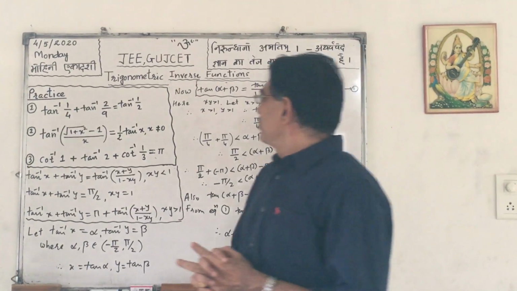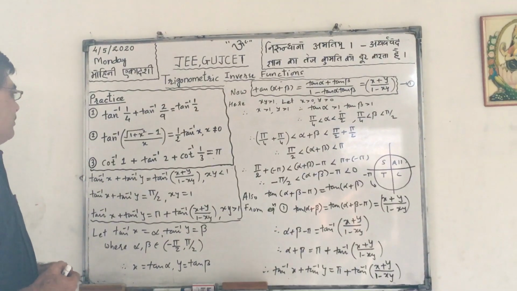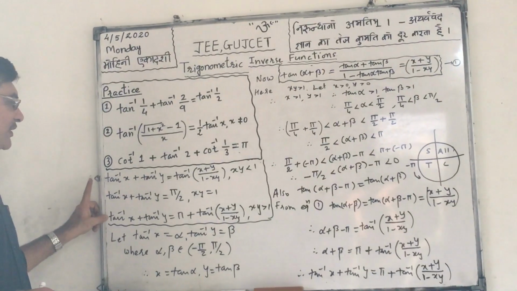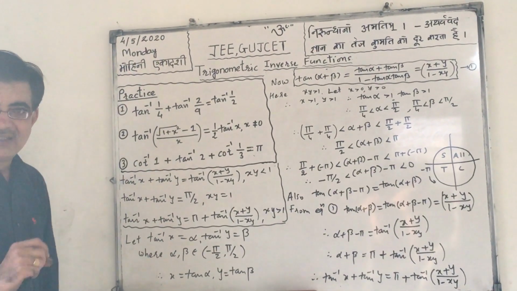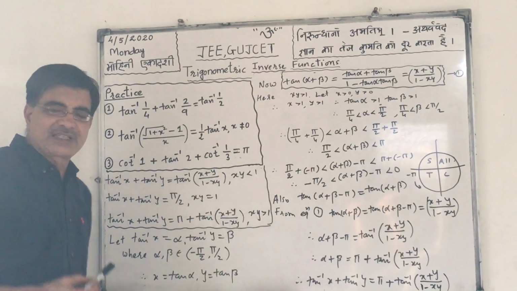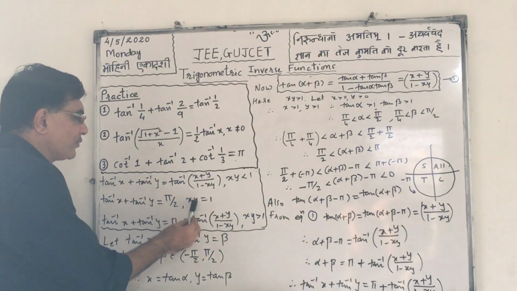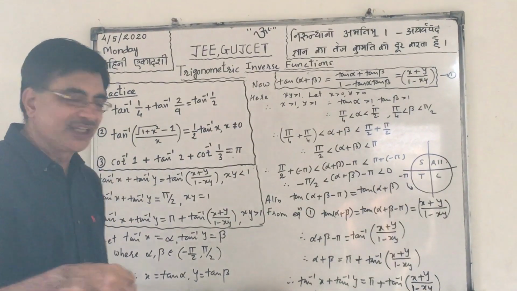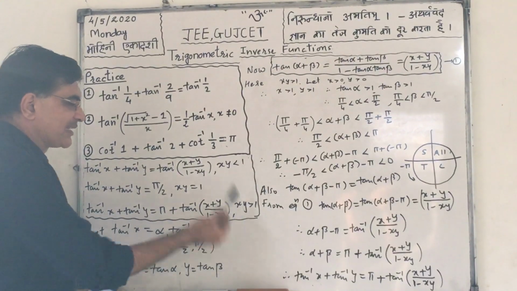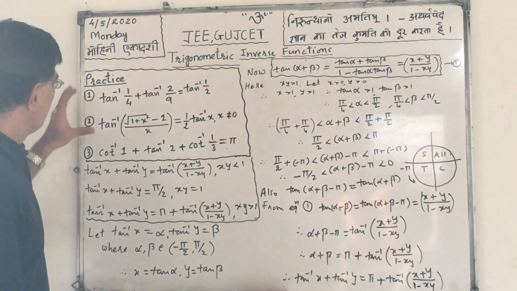Okay, so again, trigonometric inverse functions. Before going on to practice, let us prove the third result of tan inverse x plus tan inverse y. We know that tan inverse x plus tan inverse y equals tan inverse of (x plus y) upon (1 minus xy) if xy is less than 1. We have proved that tan inverse x plus tan inverse y equals pi by 2 if xy equals 1, in the last video. Now, tan inverse x plus tan inverse y equals pi plus tan inverse of (x plus y) upon (1 minus xy) if xy is greater than 1. Today we will prove it first of all, and then we will be solving some problems.